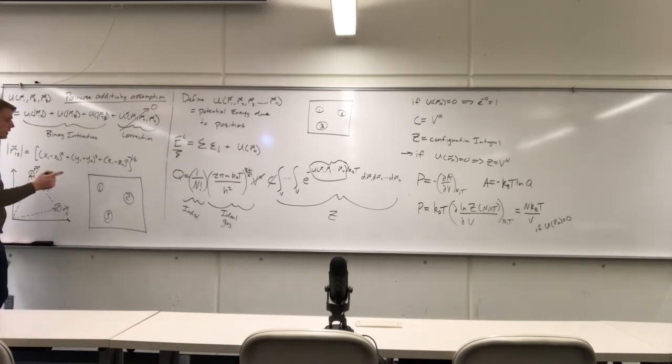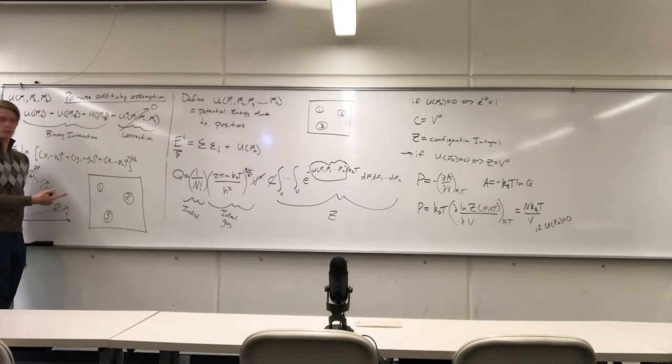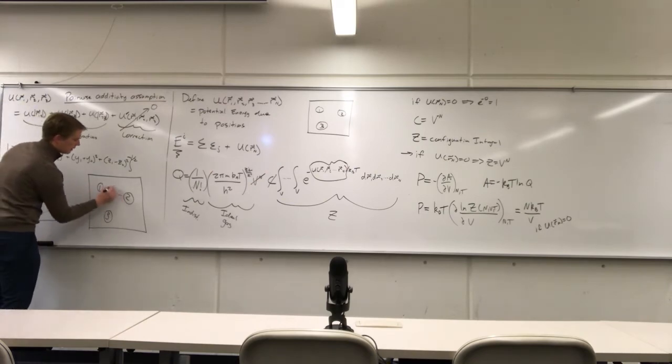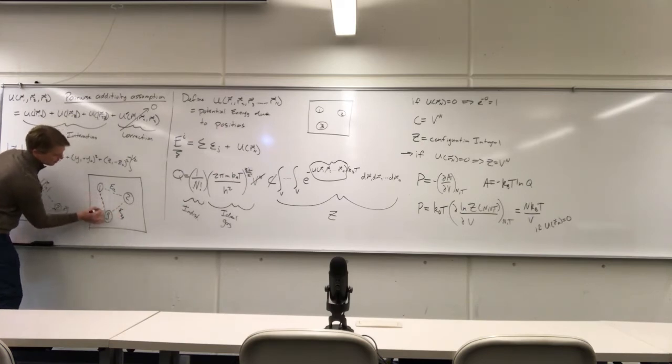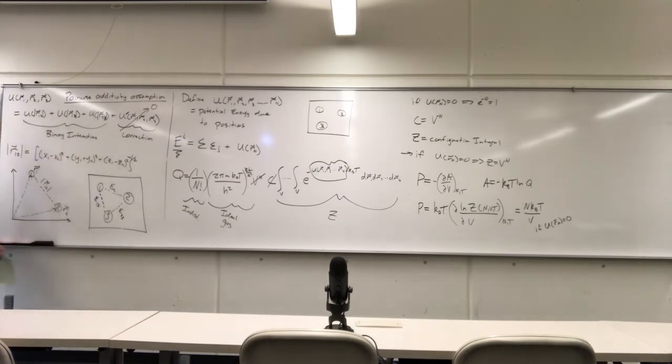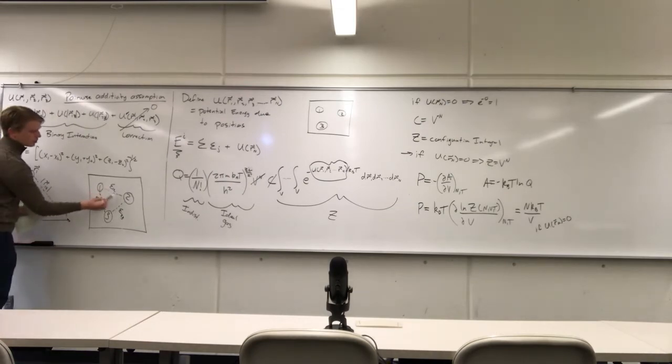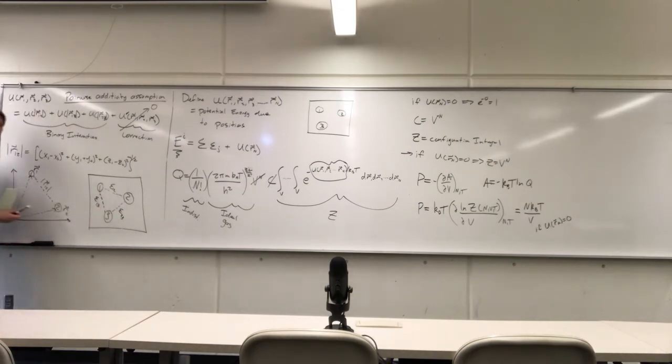So what this is saying is that the total energy of this system in terms of its potential energy is going to be the contribution of all of these pairwise functions. So the energy is energy 1,2, plus energy 2,3, plus energy 1,3.